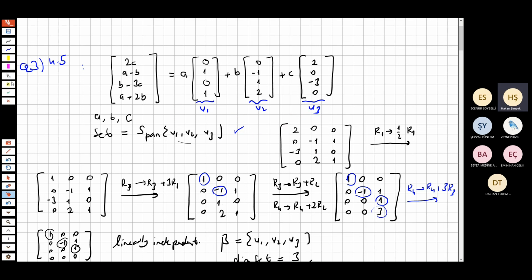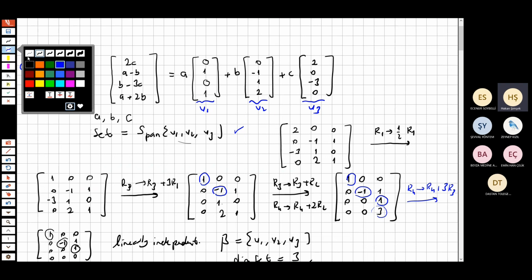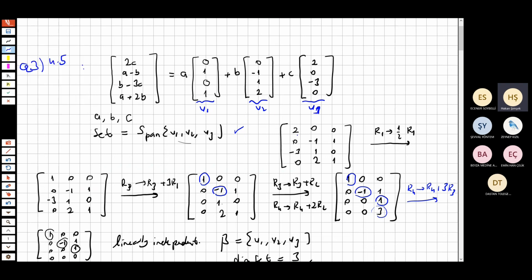I can change the names of the vectors also. I can say this is V1. Therefore, I am writing it as the first column. This is V2. This is V3. Is there anything wrong when we assign a name to the vectors? No. You can choose any of them as the first vector. There is no problem.